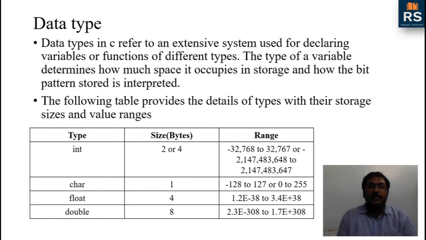Then we have float. It will take 4 bytes of space. So float is for storing decimal values. Double will take 8 bytes, and it is also for decimal values. So basically the difference between float and double is the number of values after the decimal point. Float will keep 4 values after the decimal point, and double can keep 8 values after the decimal point.